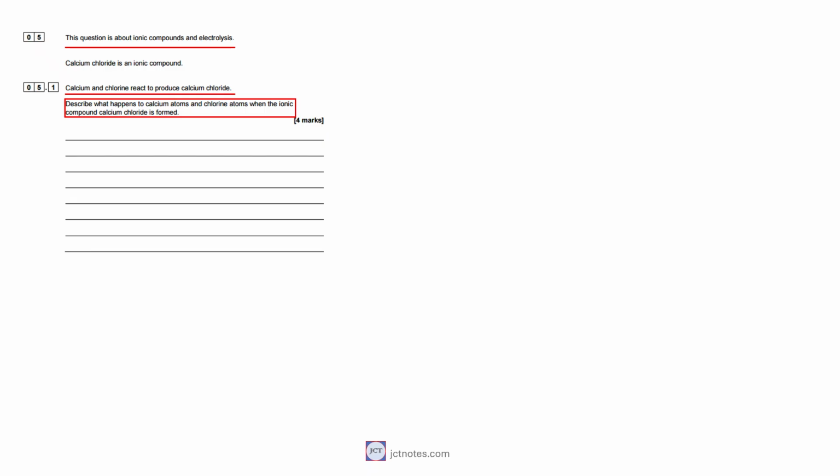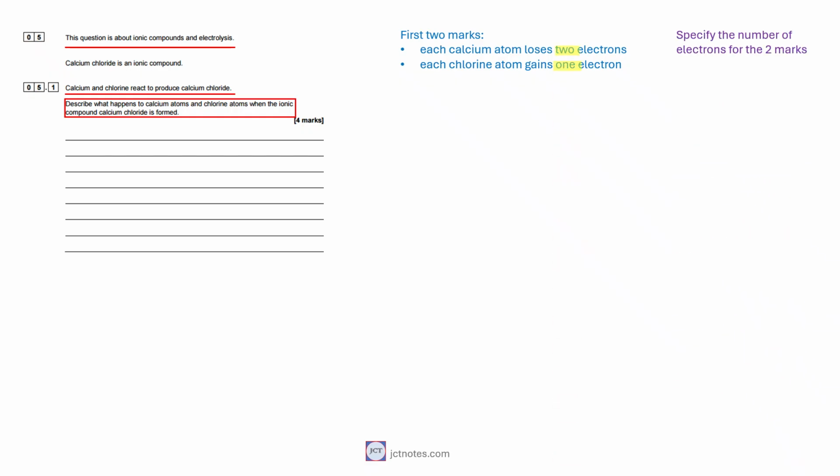To get your first 2 marks, you need to describe exactly how the electrons move. First, state that each calcium atom loses 2 electrons. Second, state that each chlorine atom gains 1 electron. The examiner noted that many students simply said calcium loses electrons and chlorine gains electrons. If you don't specify the exact numbers, you score 1 mark instead of 2.